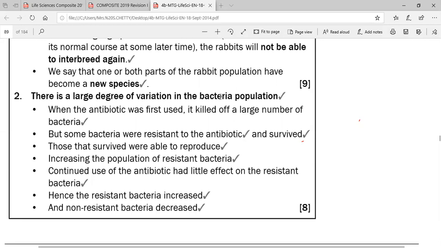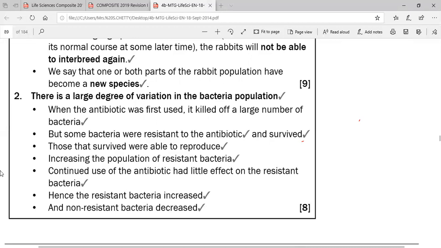There is a large degree of variation, 1 mark you'd have got. When the antibiotic was first used, it killed off a large number of bacteria which were not resistant to the antibiotic, I would have said. So they did not have the favorable characteristic and they were killed off. But some bacteria were resistant to the antibiotic and survived. They had the favorable characteristic of resistance. Those that survived were able to reproduce, increasing the population of resistant bacteria. Continued use of the antibiotic had little effect on the resistant bacteria, hence the resistant bacteria increased and the non-resistant bacteria decreased.